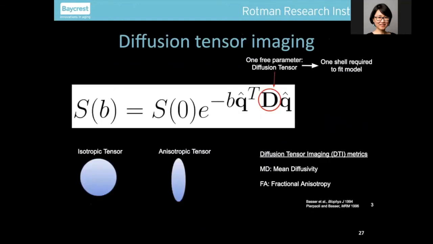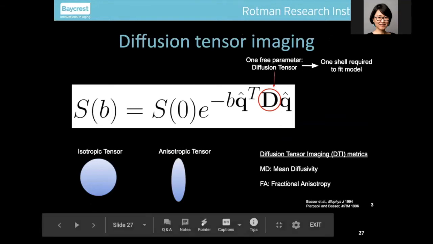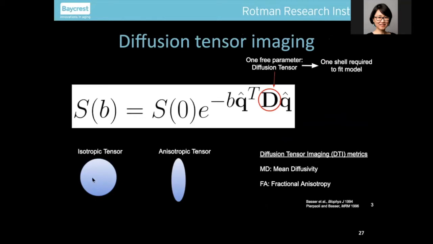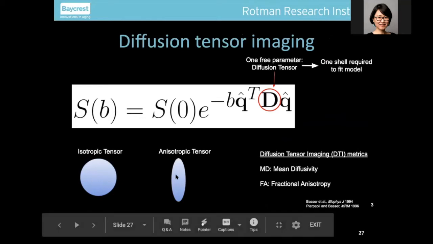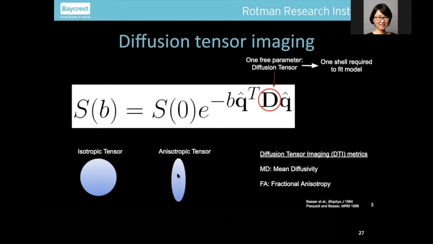If we look at diffusion tensor imaging, the single tensor model, we have a single diffusion tensor we're fitting, through which we derive the mean diffusivity and fractional anisotropy. We can have an isotropic tensor, in which the water is equally likely to move in all directions, or an anisotropic tensor, which is more representative of the white matter structure.